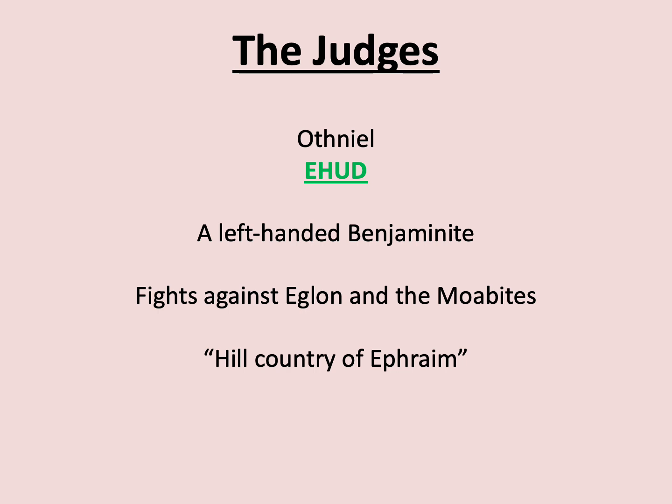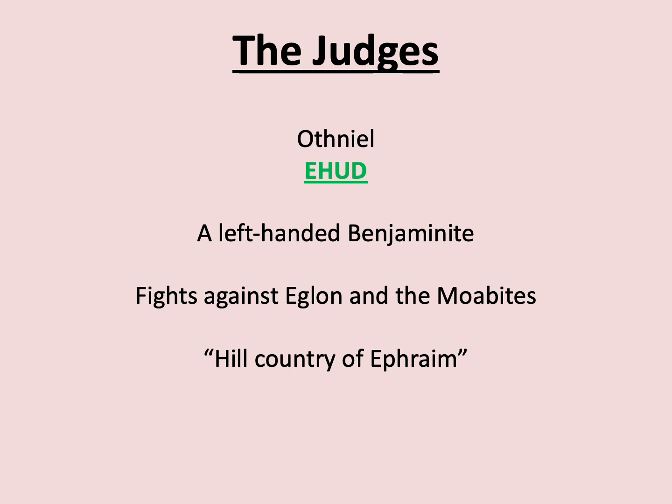After Othniel, we have Ehud, who arises as judge, a left-handed Benjaminite. This is significant for a number of different reasons. Some people have suggested that it's significant because he could keep his sword on his right hand thigh and then pull out the sword with his left hand and unsuspectingly kill the king. However, there's nothing in the text that suggests that it's the fact that he has his sword on his right thigh that allows him to be able to kill the king or to carry the sword into the king's presence, although that's often the Sunday school explanation.